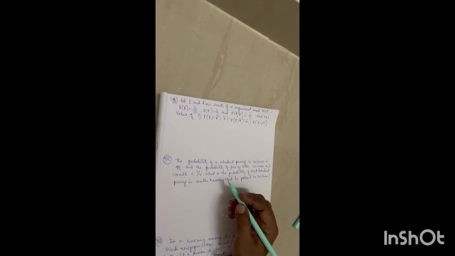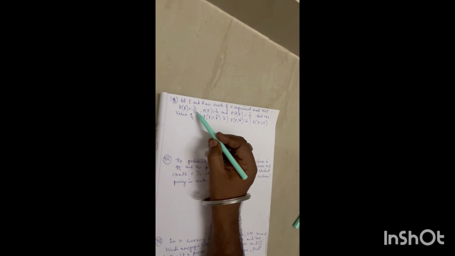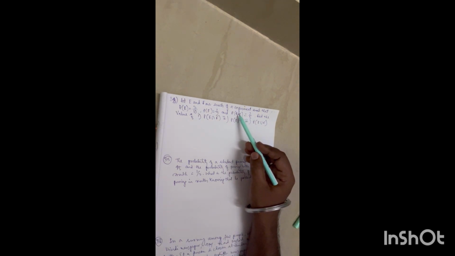So next problem is problem number 33. It says, let E and F be events of an experiment such that the probability of event E is 3 by 10, probability of event F is half, and probability of F happening when E has already happened is 2 by 5. Find the values of the conditions given. So one by one we will do.